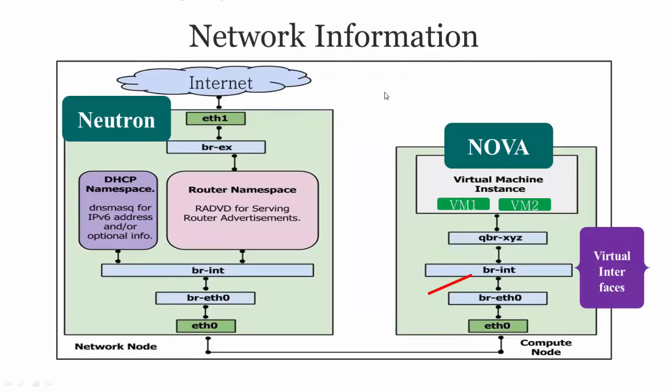So let's check the network information between Neutron and Nova. First, Neutron needs to be connected to the internet as the external network using this interface. This external network interface will have network addresses. This Ethernet interface with the external network address needs to connect to br-ex. br-ex means the external bridge. So this external bridge interface will have a network address, and this virtual external interface needs to connect to the router namespace.